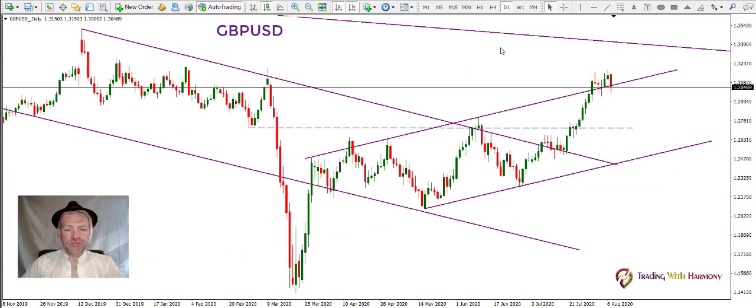Okay, so in the pound dollar we can see here it's in an ascending channel as well, and it's hit the top part of this ascending channel, and not too far from our weekly trend line on the bear side. So it's starting to come up into this area here as well, so we can see that the bulls are in big-time play at the moment. Okay, let's go into the 4 hour.